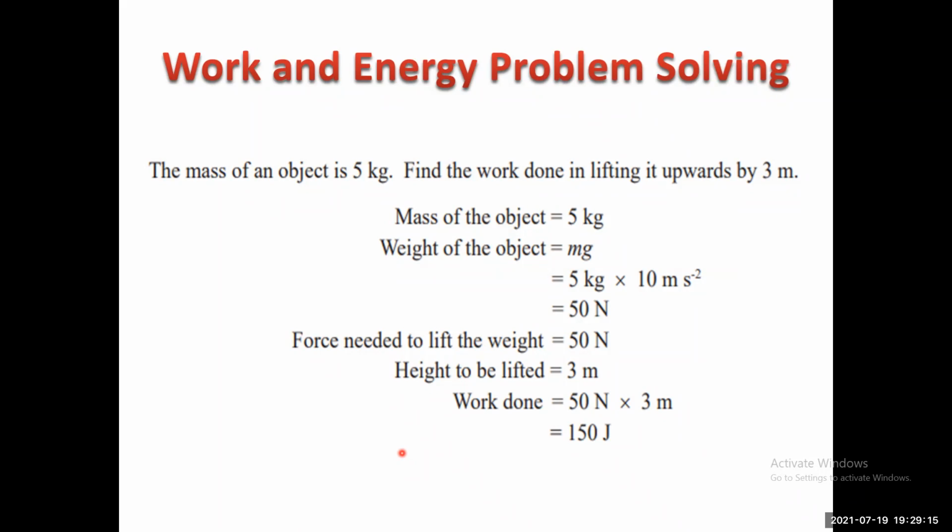How can I calculate the gravitational force? According to Newton's second law, I can find the force by multiplying the mass of the object and the gravitational acceleration acting on the object. The mass of the object is 5 kilograms. The acceleration due to gravity is nearly equal to 10 meters per second squared. Actually, it is 9.8 meters per second squared. We can take 10 meters per second squared. So by multiplying 5 kilograms by 10 meters per second squared, we can find the force, we can find the weight of the object.